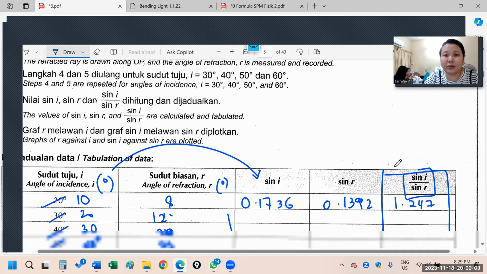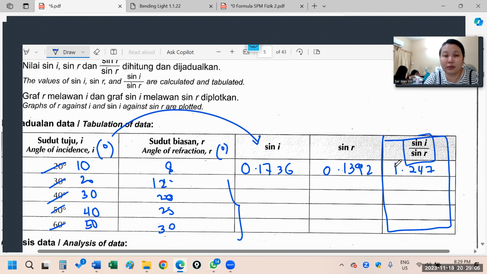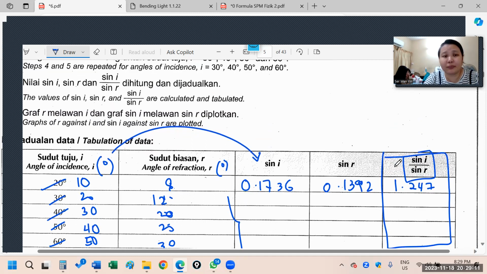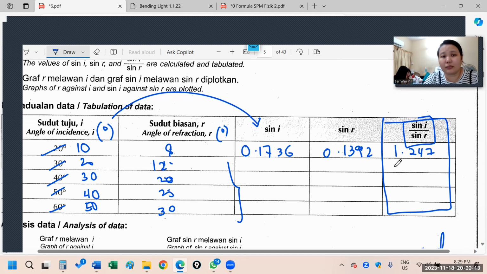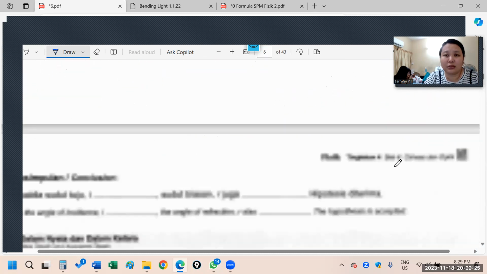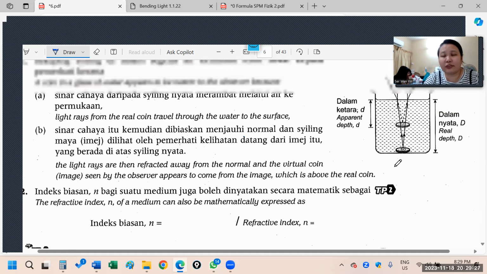Okay, this experiment we will not do, no time to do. I hope we get time. Last year Form 4 had the exam in January, but yours starts in November. So last year we had a lot of time to do experiments.